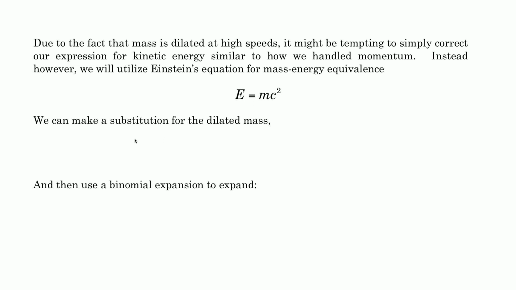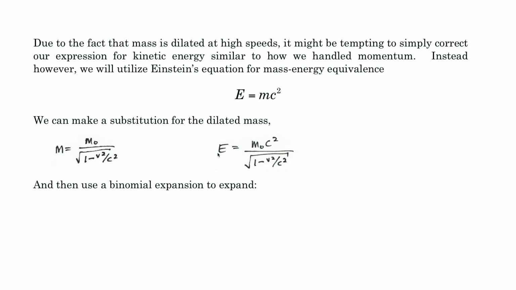Okay, and we can make a substitution for this dilated mass, right? So we're going to start with Einstein's E equals mc squared, because after all, this is what he said: the energy of a system is equal to its mass times the speed of light squared. Okay, so here's our dilated mass, and we're going to make this substitution in here.